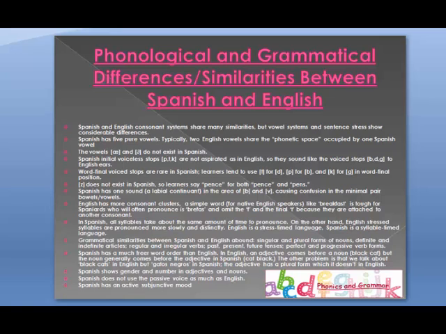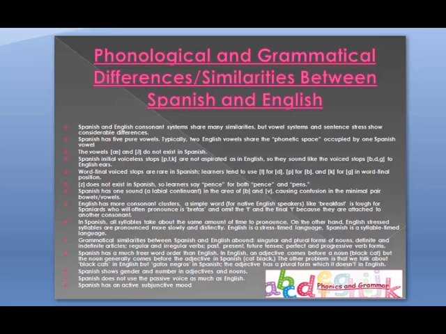Number 7. Spanish has 1 sound, a labial consonant, in the area of B and V, causing confusion in the minimal pair vowels. Number 8. English has more consonant clusters. A simple word for native English speakers, like "breakfast", is tough for Spaniards, who will often pronounce it "breakfas" and omit the F and the final T because they are attached to another consonant.